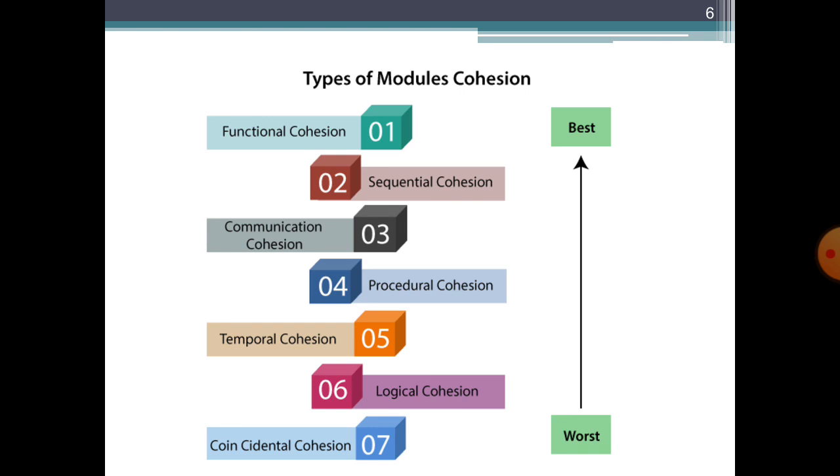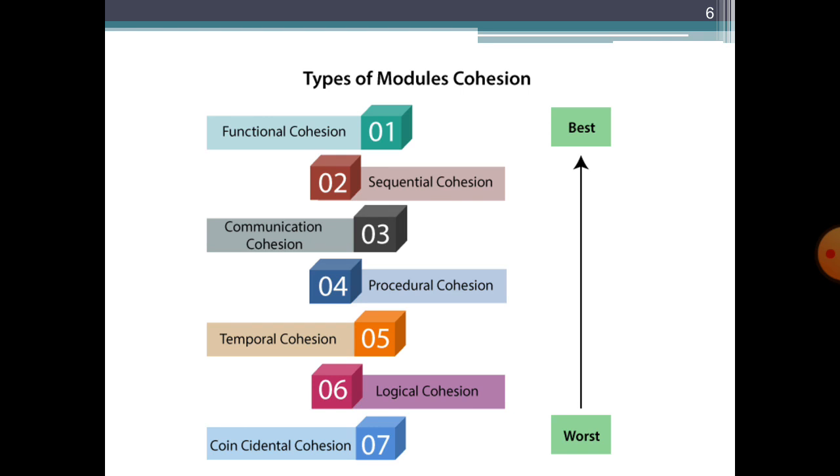And the last one is coincidental cohesion. Students, a module is said to have coincidental cohesion if it performs a set of tasks which are associated with each other very loosely, or not at all. So this is coincidental cohesion.